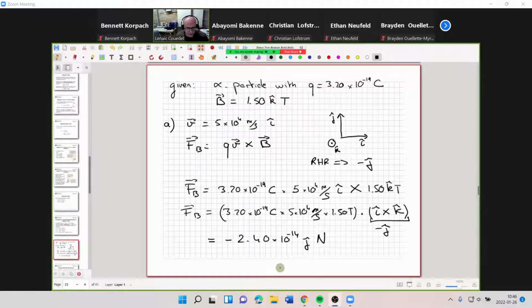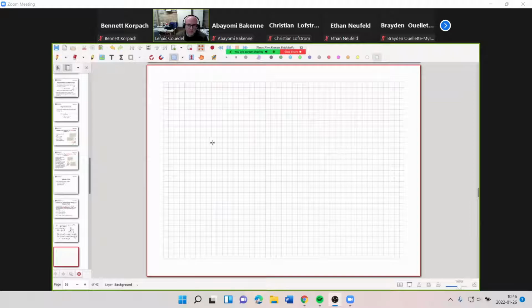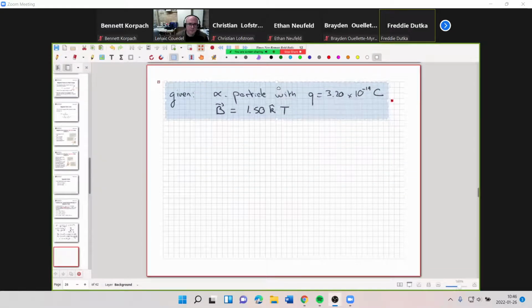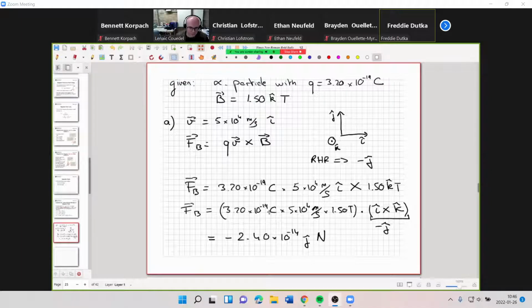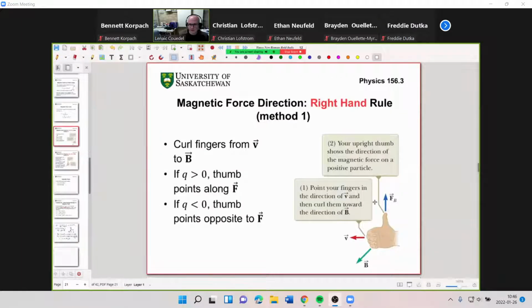All right, let's try to do the second case now. Sorry, could you walk us through the exact process for the right-hand rule for that question? Yep. Let's take this one, for example.